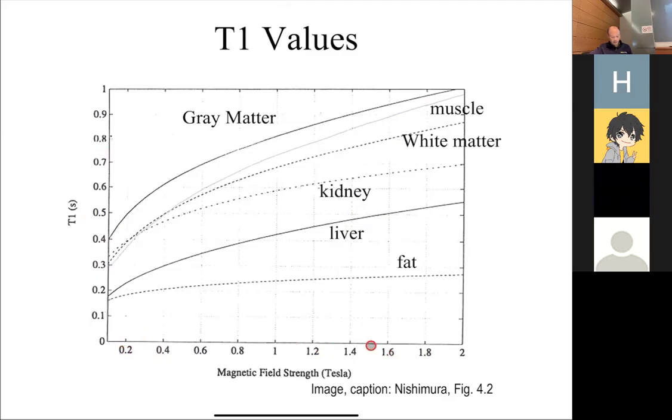At like 1.5 Tesla, you see fat has a time constant of about 250 milliseconds, and muscle is up to almost close to a second. But it's only, yes, this is for the hydrogen. Yes, that's right.